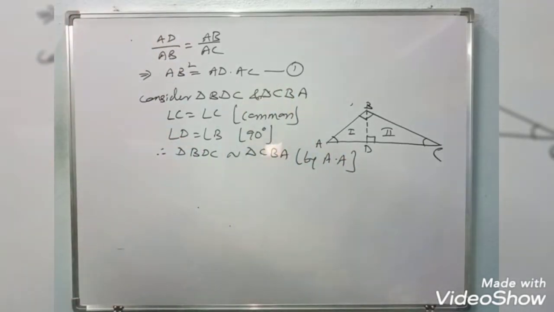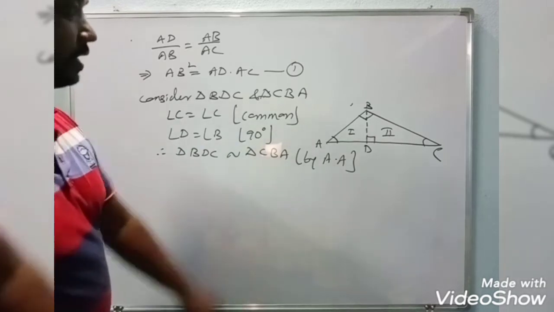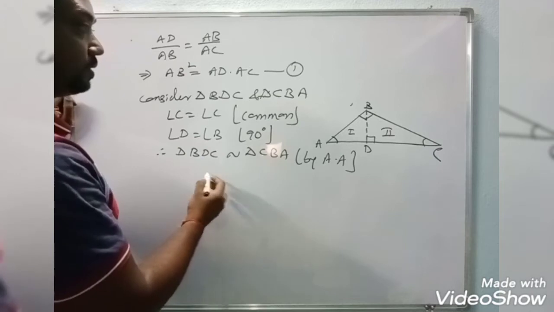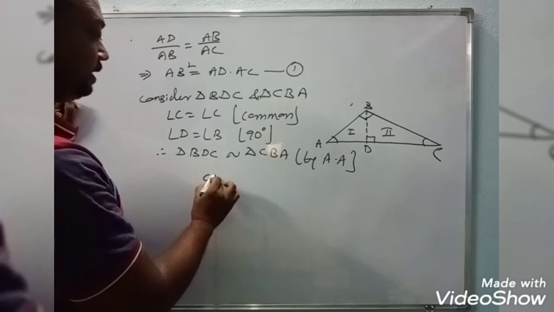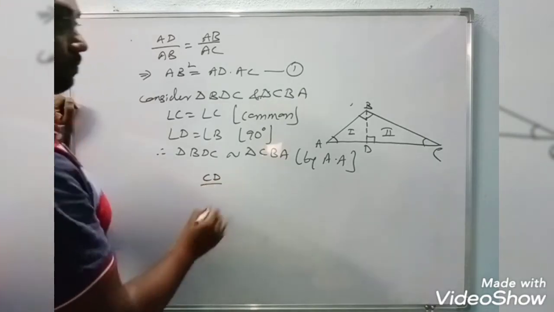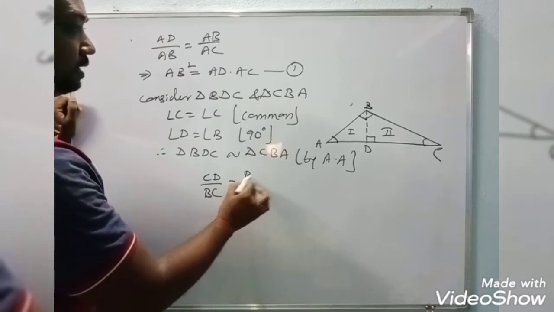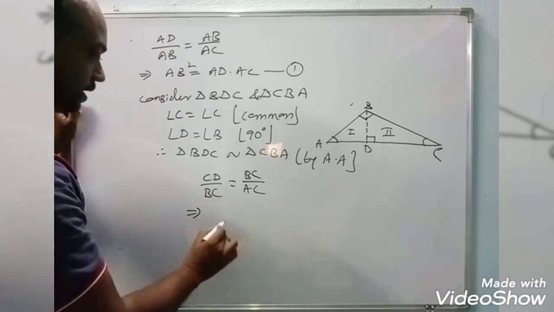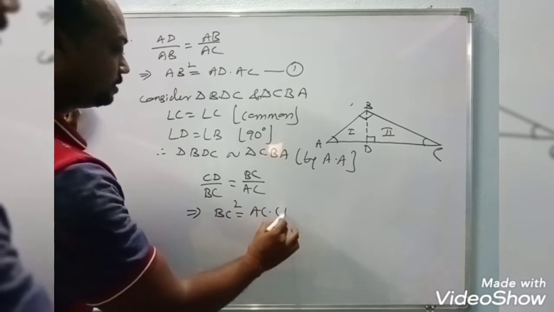After showing that these two triangles are similar, we have to show their corresponding sides are in the same ratio. If the two triangles are similar, we can say the corresponding sides are in the same ratio. For that we can write this one as CD by BC is equal to BC by AC, right? Now if I cross multiply, you will get BC square is equal to AC into CD.